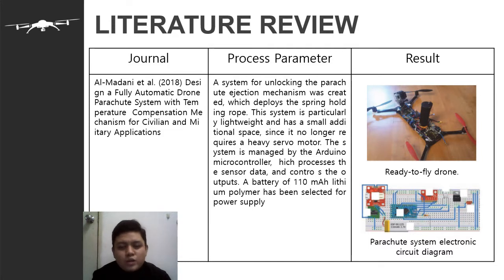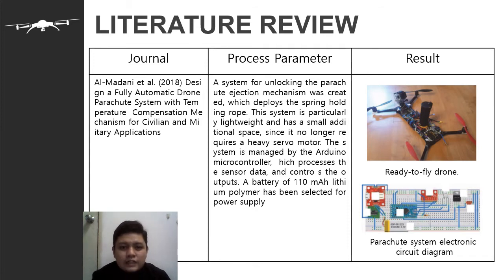Next, I will explain to you about the literature review, which is chapter 2. This journal is quite similar to my project. The journal title is Design a Fully Automatic Drone Parachute System with Temperature Compensation Mechanism for Civilian and Military Application. This journal was created by Al-Madani and published in 2018.